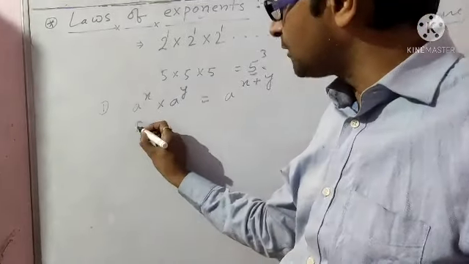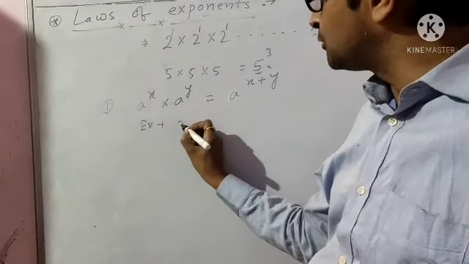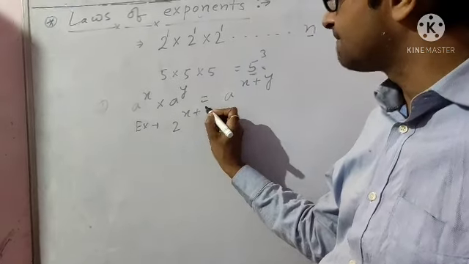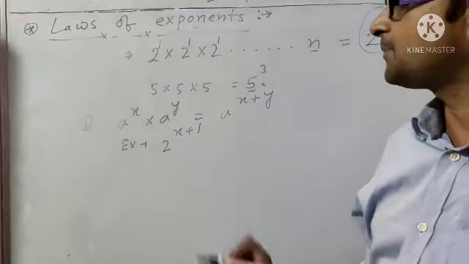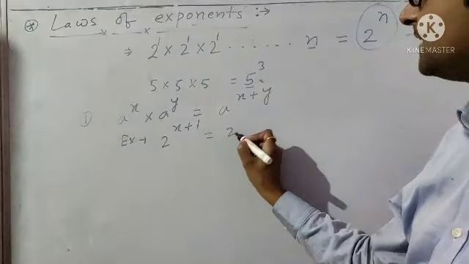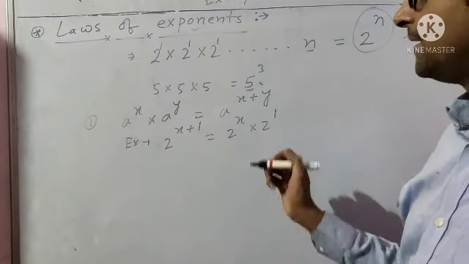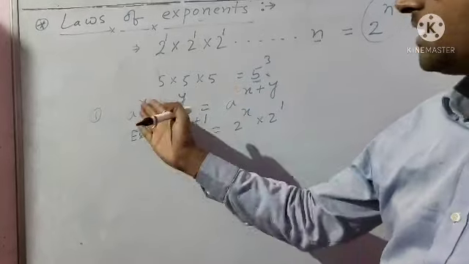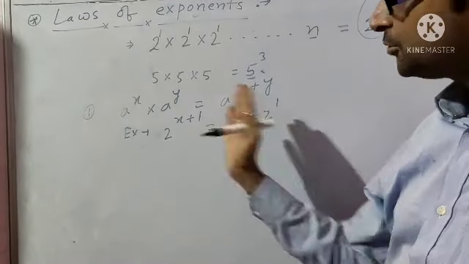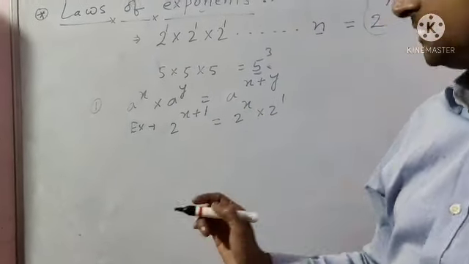Suppose take one example here, student. 2 to the power x plus 1. This value can be written as 2 to the power x into 2 to the power 1. That means RHS to LHS, and LHS to RHS also exists.